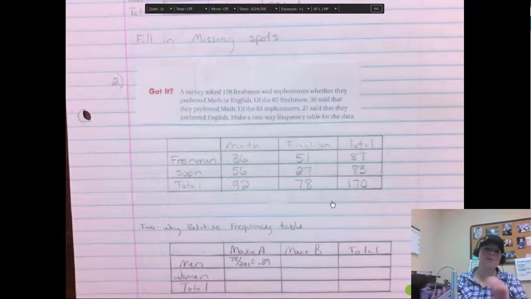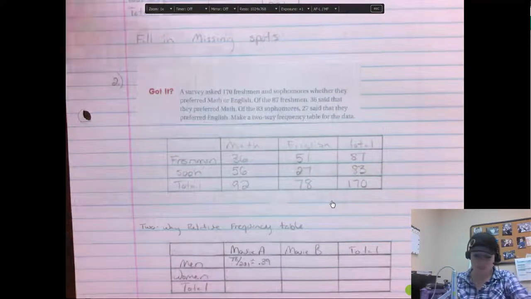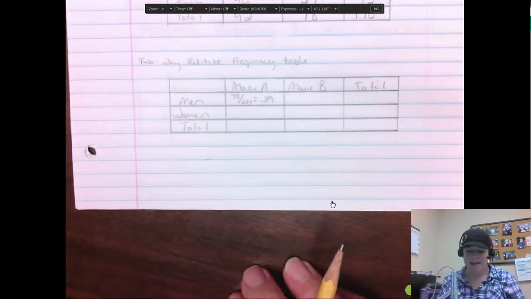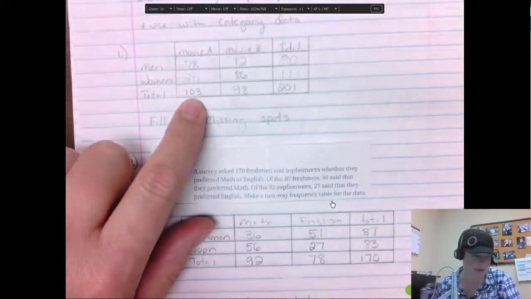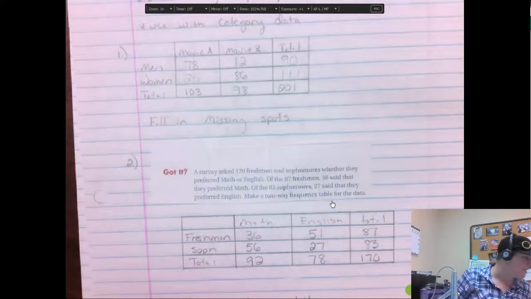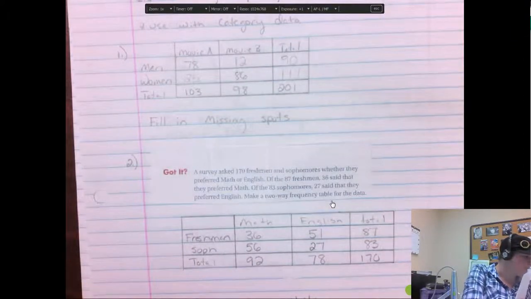So then we move on to, well, what if we want to know percents or decimals of different things? Then we start looking at a two-way relative frequency table. Basically what this does is it takes your total number of things and divides it by the sections. Let me move this back down a little bit. I am going to use the table that we created here with the men and women, and I'm going to make the relative frequency table.